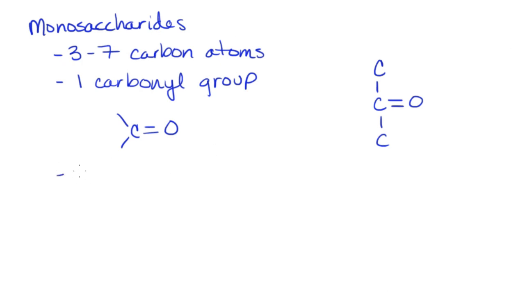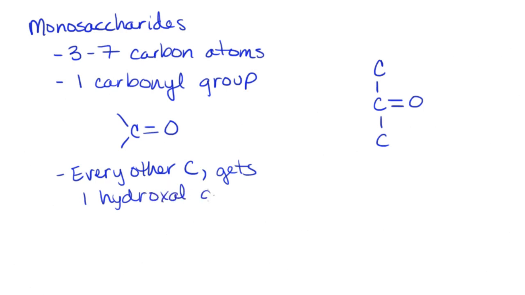Another thing that we always have is that every other carbon, and by every other carbon, I mean the carbons that do not have the carbonyl group, gets one hydroxyl group. Hopefully you remember what the hydroxyl groups look like. They are our OH groups. You could point these off in either direction, so I'll draw them in both ways so that you can see them.